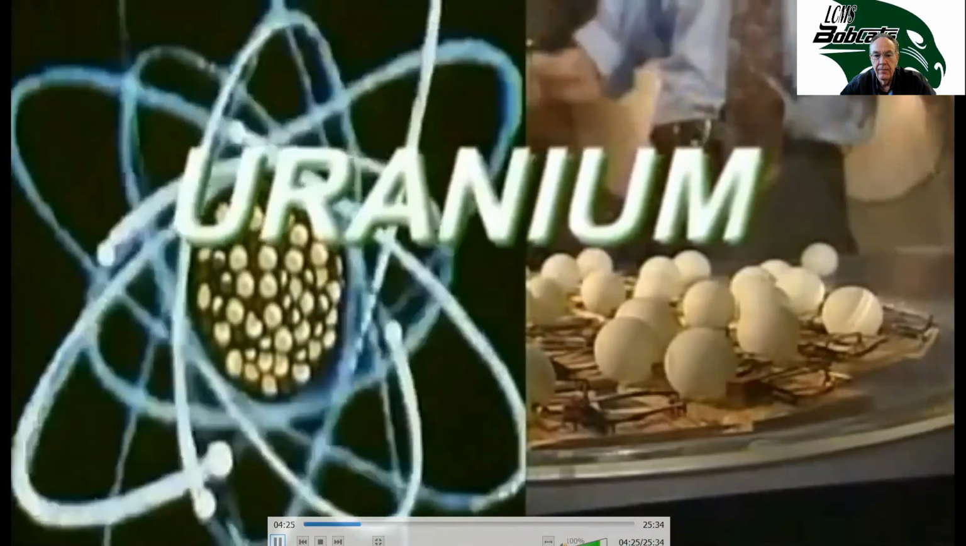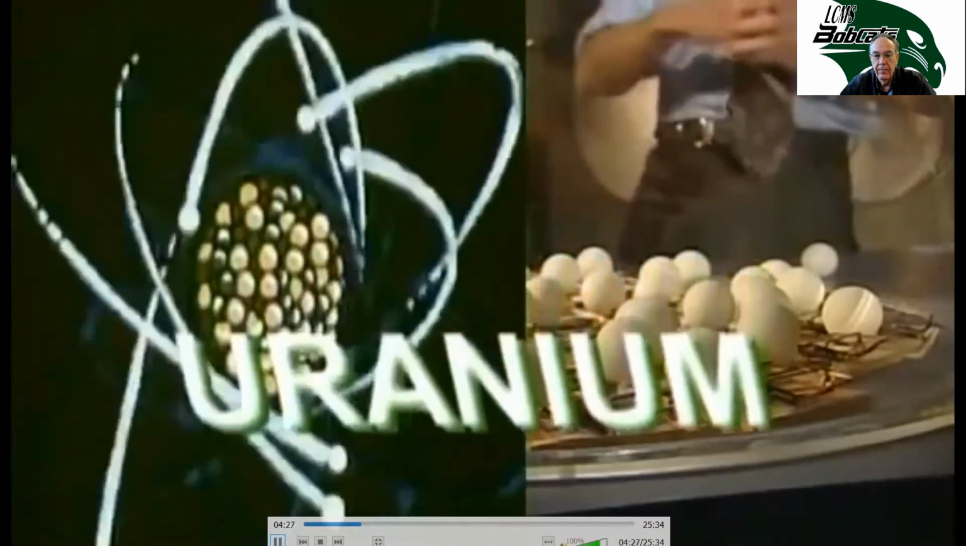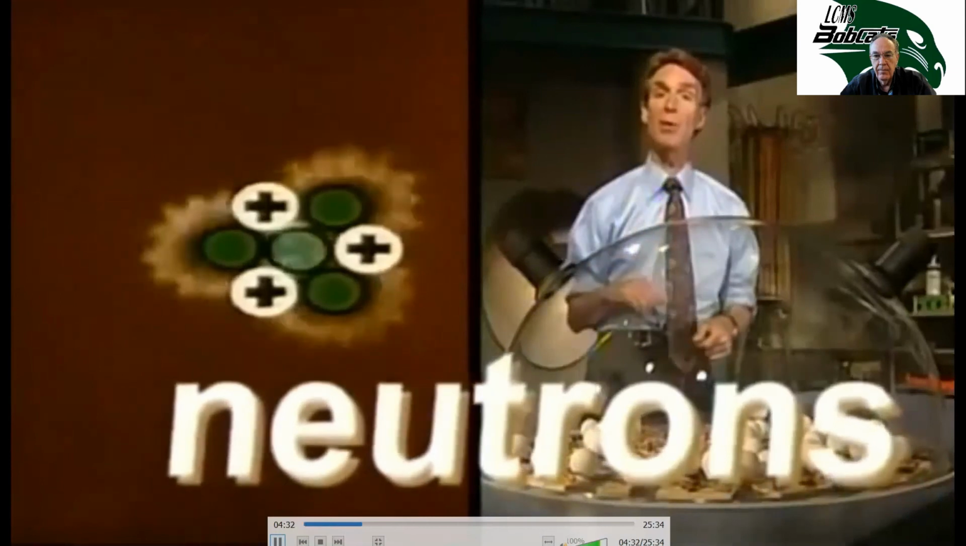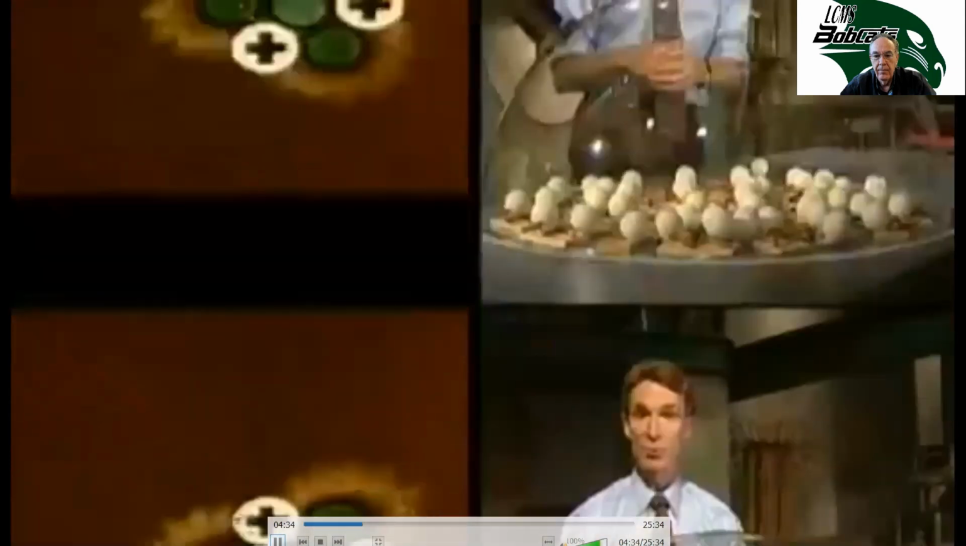This is a classic demonstration of a nuclear chain reaction, the kind of reaction we have in a nuclear reactor. The mousetraps represent uranium atoms that we get by digging up ore from the ground, and the ping pong balls represent the subatomic particles called neutrons. Now, to start a chain reaction, we bombard the uranium atoms with extra neutrons, or in this case, an extra neutron.